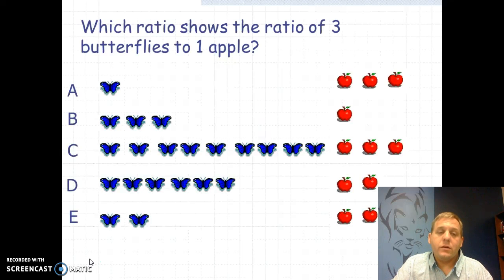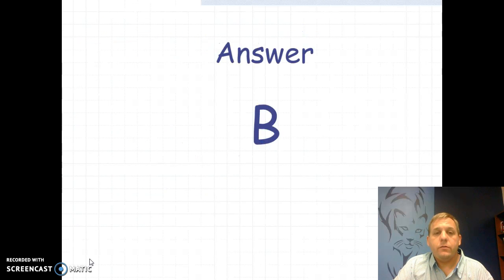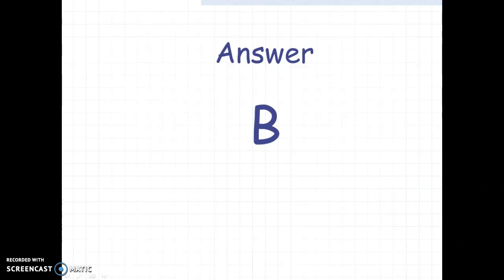Again, last one, pause your video and see if you can figure out which ratio shows the ratio of 3 butterflies to 1 apple. Fortunately, the answer is not E because you can't see the apple. So B is the answer. It gives 3 butterflies to 1 apple. Now I'm going to go ahead and remove the screen because it seems to be covering things up that you're going to need.